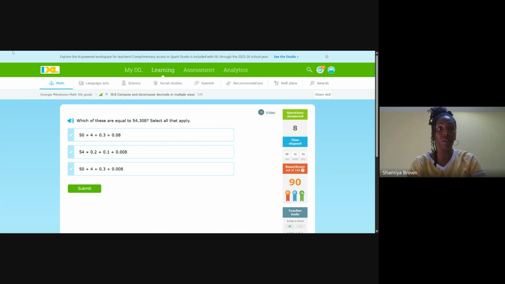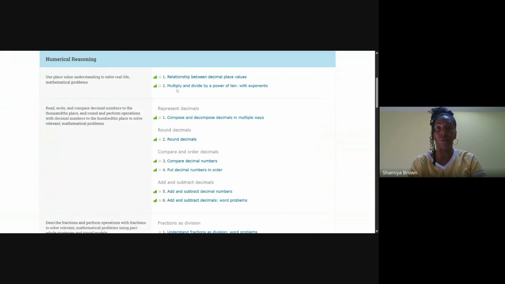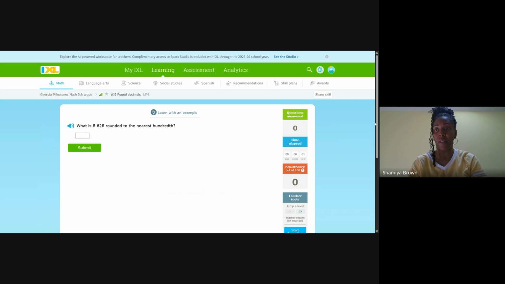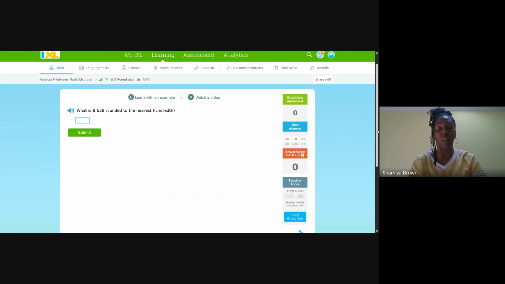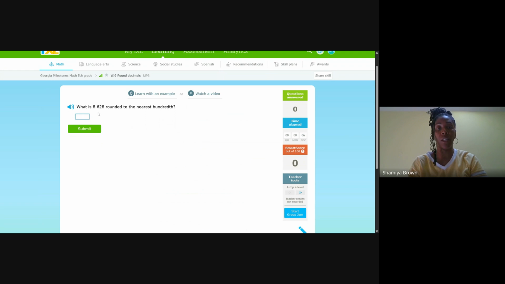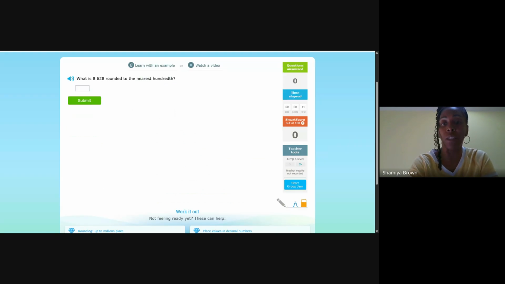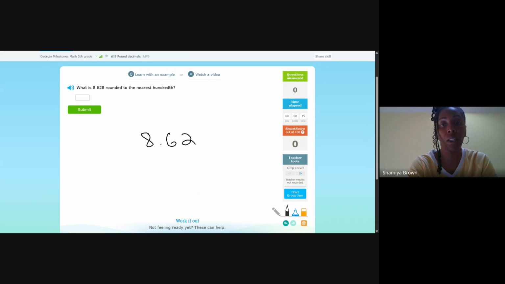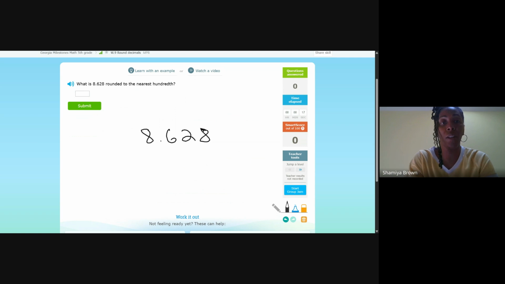Now let me go to my other next skill, which would be rounding decimals right here. All right, what is 8 and 628 thousandths rounded to the nearest hundredths? So I'll write this number out. 8 and 628 rounded to the nearest hundredth. First thing I need to do is find the number in the hundredths place. The 2 is in the hundredths place.